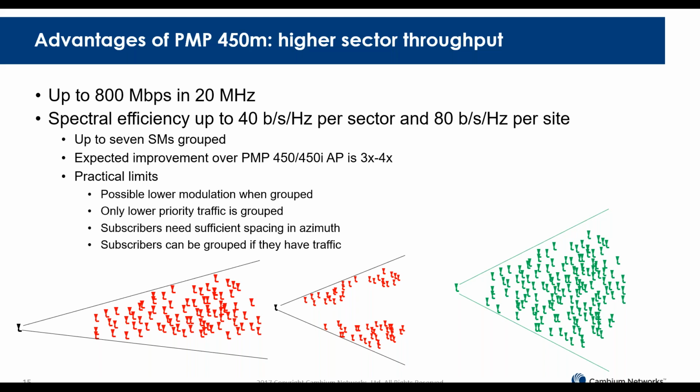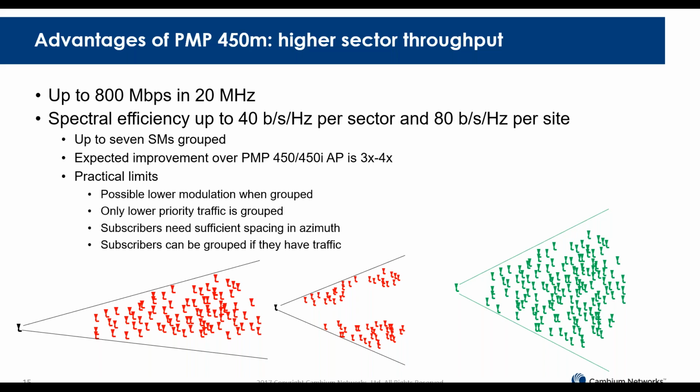So if a sector has a large volume of short packets or void packets, high priority packets, that's something to take into account because that will not be grouped. So we're not part of this expected improvement. Another consideration is that the subscribers need to have sufficient spacing in azimuth. We talked about the subscribers having a minimum separation among them for them to be groupable.